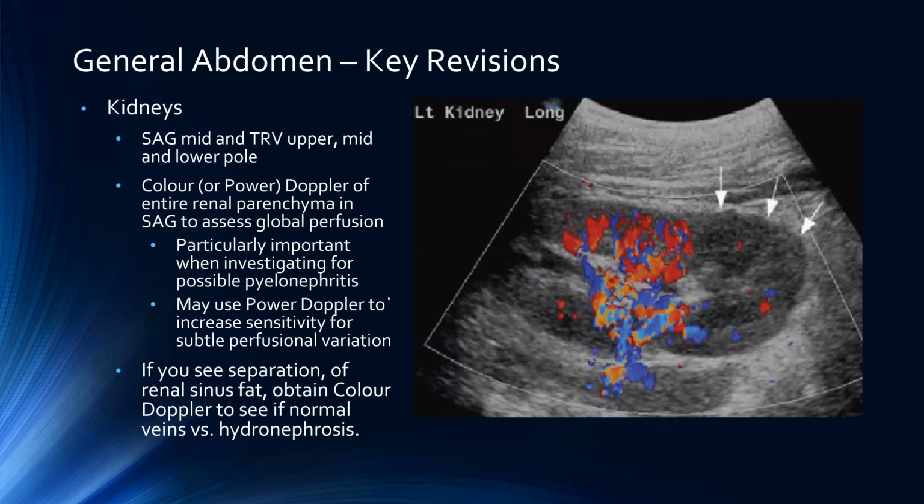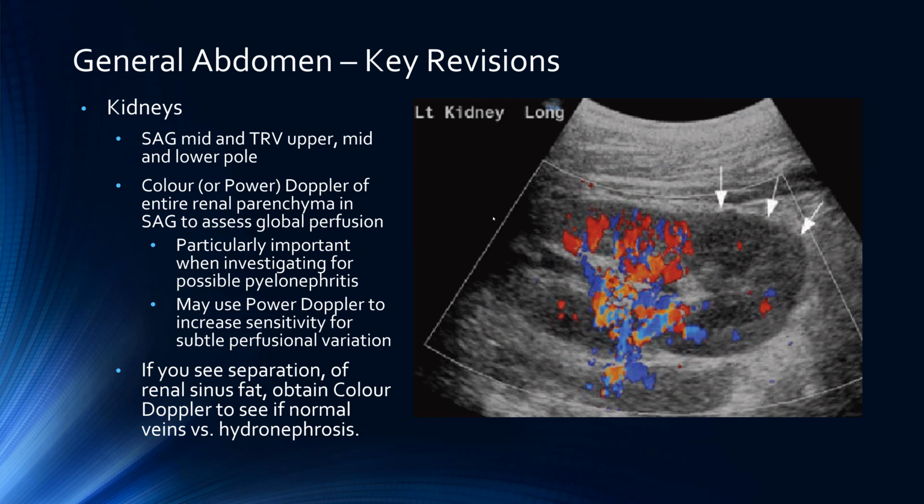For imaging of the kidneys in terms of our routine abdominal protocol, nothing groundbreaking here. SAG and transverse images, with the SAG image pretty much at the midpoint of the kidney, and then transverse of the upper, mid, and lower pole. Routine color or power Doppler image, a single image at the mid SAG of the entire renal parenchyma, just to show the global perfusion of the kidney.